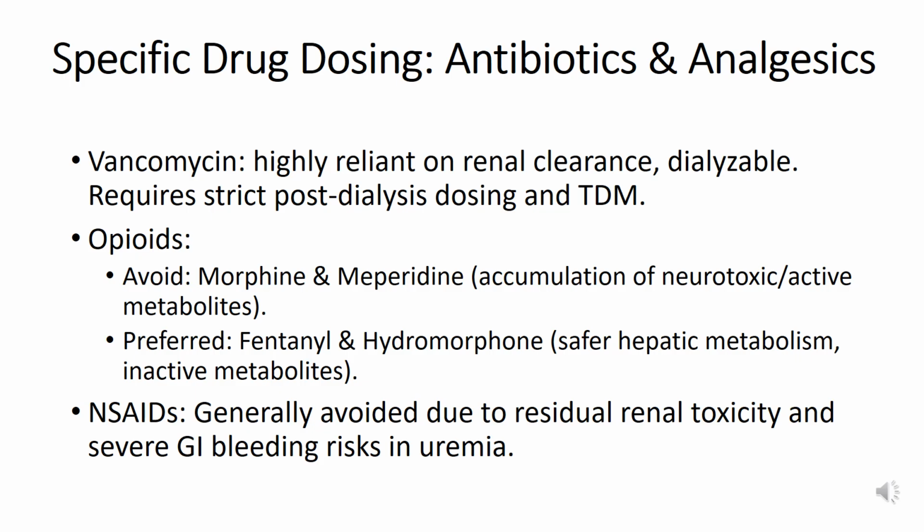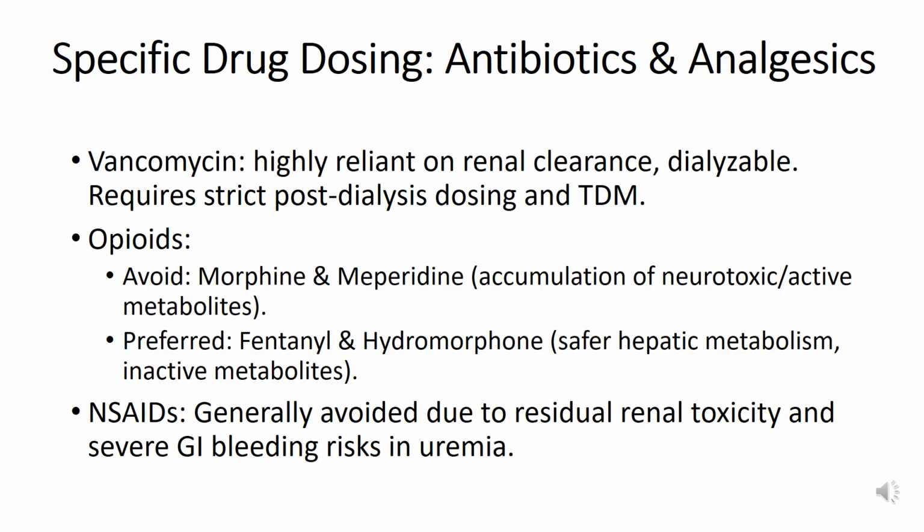Morphine is a classic example. It produces metabolites that can cause neurotoxicity. Patients may experience confusion, sedation, or even seizures. Meperidine is even more concerning. It produces a metabolite called normeperidine. Normeperidine is strongly neurotoxic. It can trigger tremors and seizures. For these reasons, both morphine and meperidine should generally be avoided in end-stage renal disease.